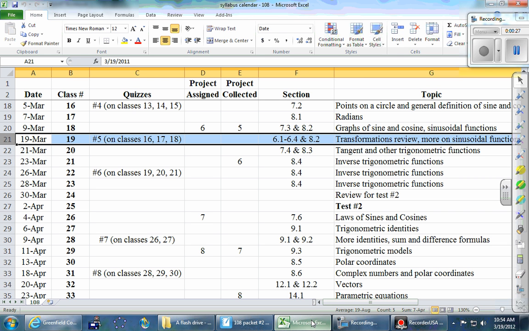Today, we just had our 5th quiz, which means we're at the halfway point in terms of our 10 quizzes. And we're going to review a little bit about transformations and then talk some more about sinusoidal functions.